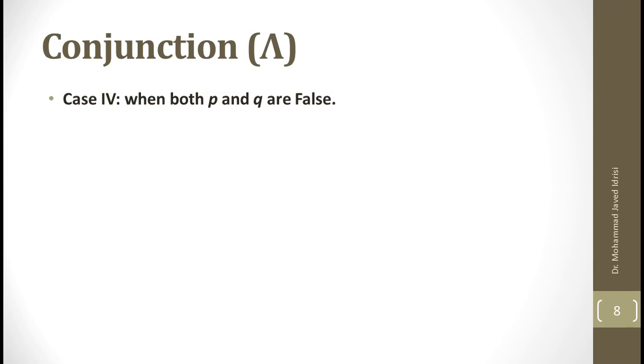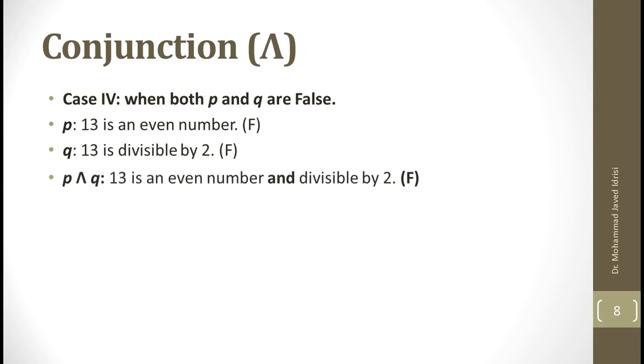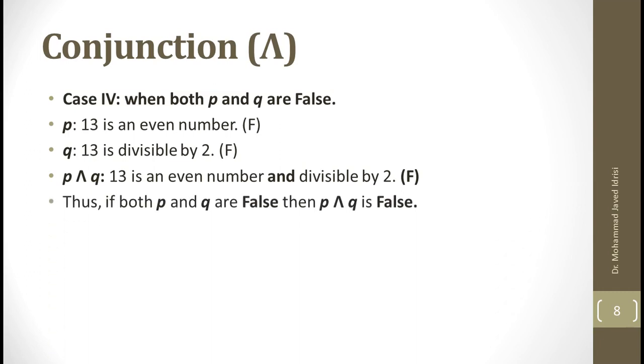In the next case, we consider P and Q both are false. Here P is 13 is an even number, that is a false proposition, and proposition Q is 13 is divisible by 2, which is also a false proposition. By applying conjunction logic, we have 13 is an even number and divisible by 2, which is again a false proposition. So the conjunction of P and Q is false if P and Q both are false.